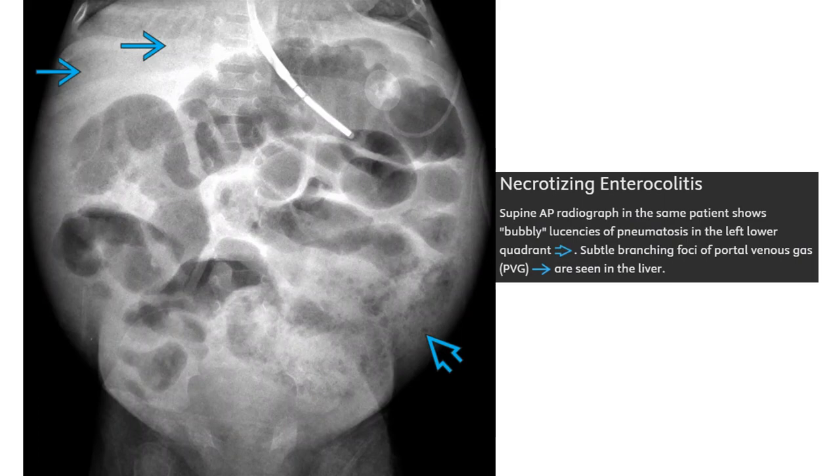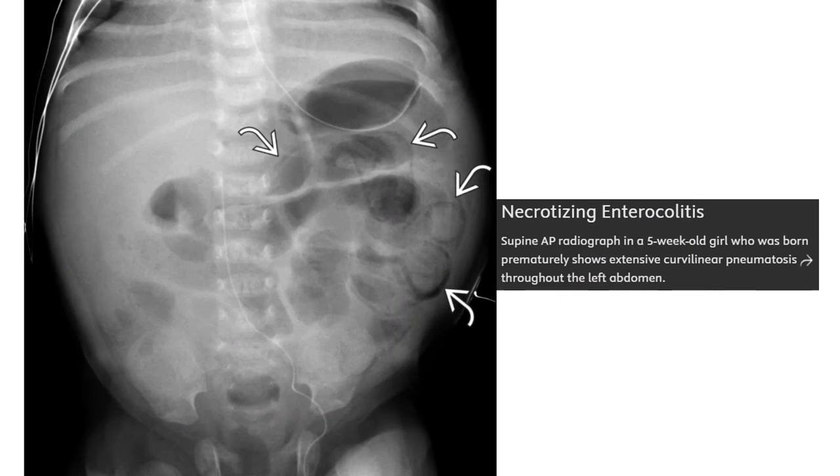AP radiograph in a patient showing bubbly lucency of pneumatosis in the left lower quadrant, with subtle branching lucency of portal venous gas seen in the liver. AP radiograph in a 5-week-old who was born prematurely shows extensive curvilinear pneumatosis throughout the left abdomen.